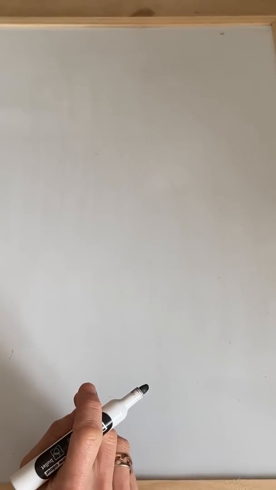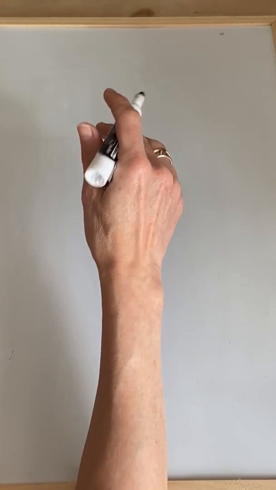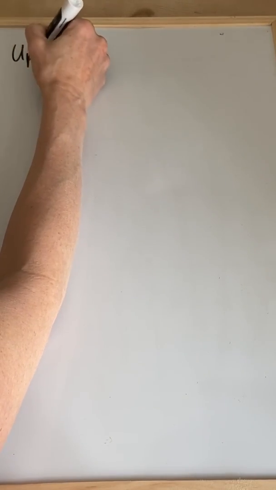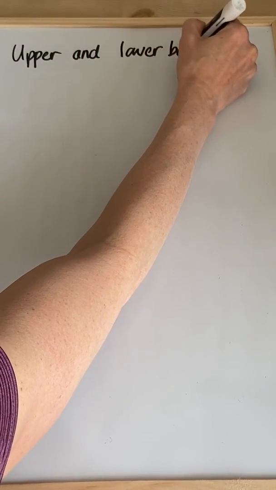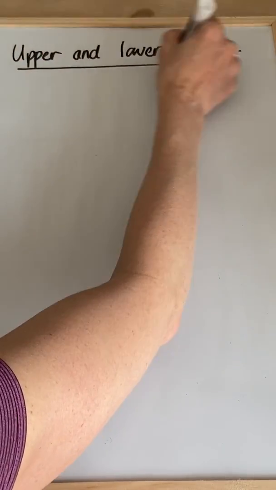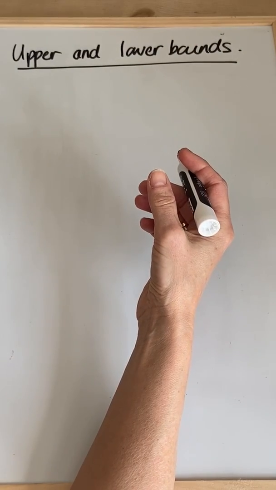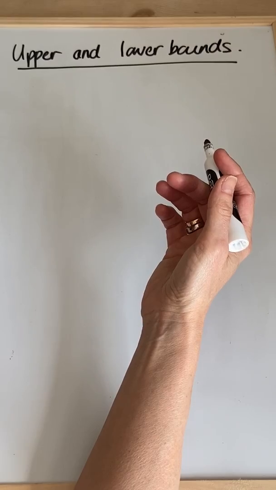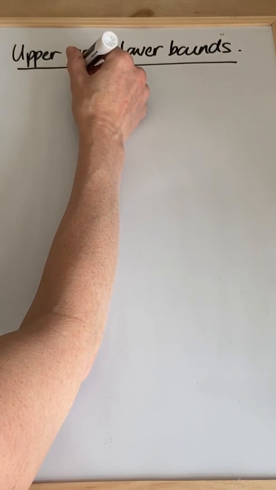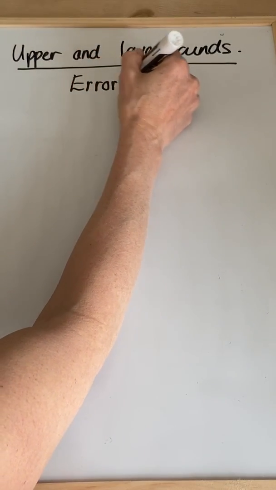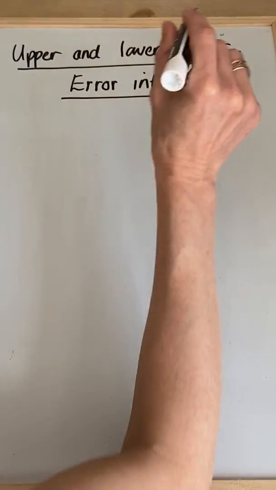In your books, and remember you can pause this at any time, take notes, write a title of upper and lower bounds. As you know, any number, when it's given to a certain degree of accuracy, has been rounded. And what we say when something has been rounded is that it is correct within a certain error interval. So error intervals could also be the title of this work. So it's upper and lower bounds or error intervals.